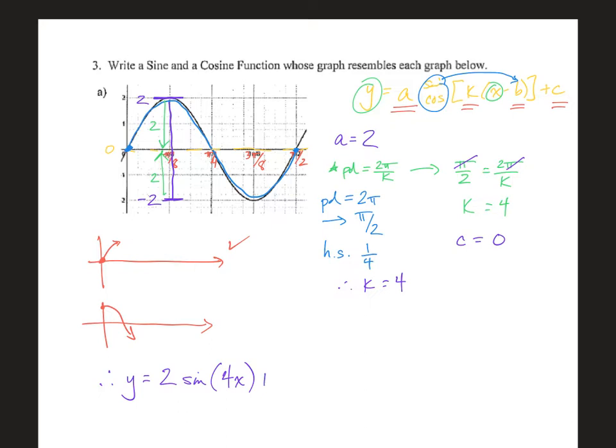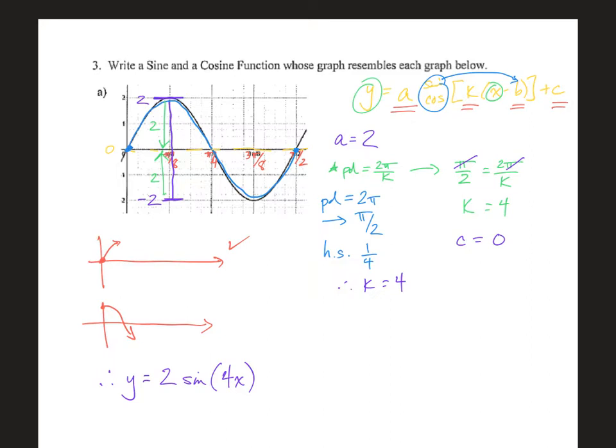I also don't need a vertical shift. I've solved that for my c value. That has no bearing because I chose my sine. So I'm clearly not going to write a plus 0. There is one equation for that graph.